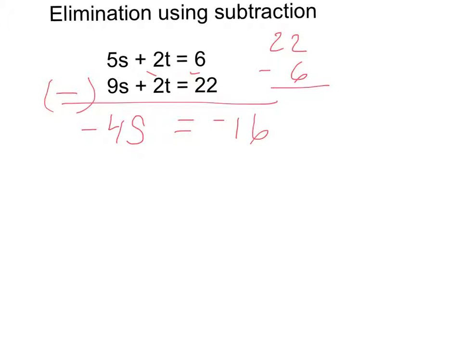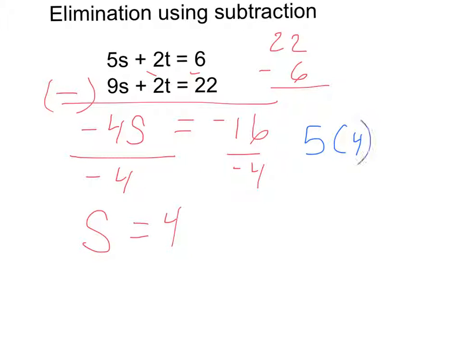Same sign add and keep, different sign subtract. You know the song by now. Divide by negative 4, divide by negative 4, and you end up with the final answer, s equals 4. You can go ahead and substitute that back into one of the original equations. I'm going to pick the first one, so 5 times 4 plus 2t equals 6.